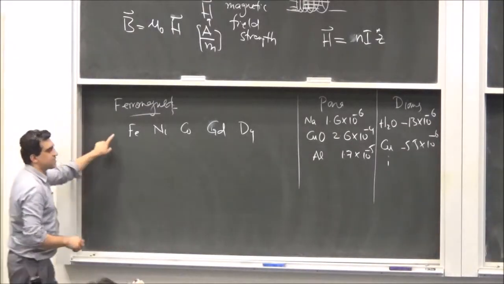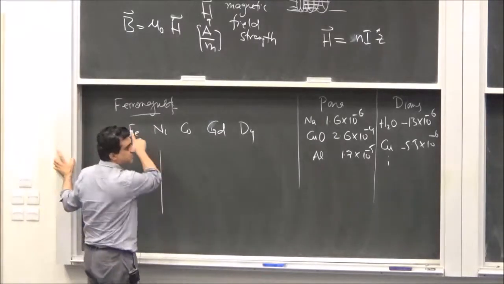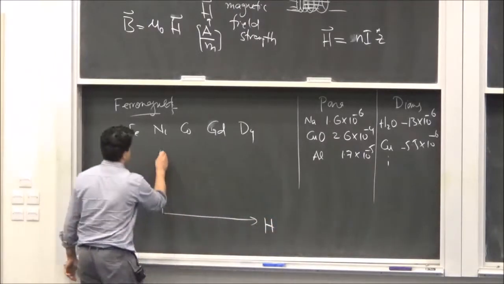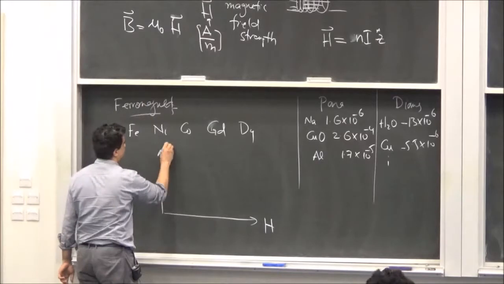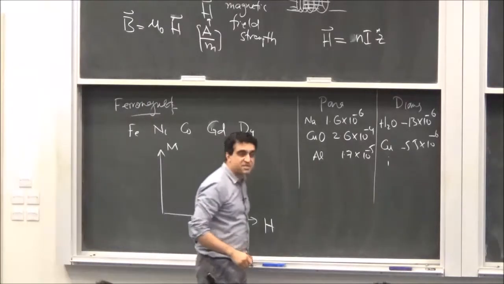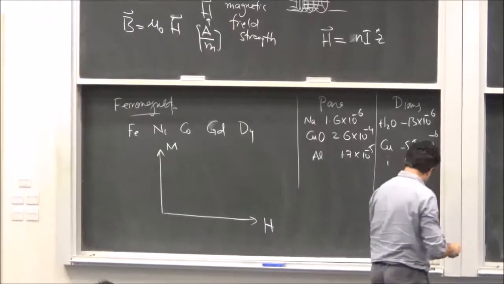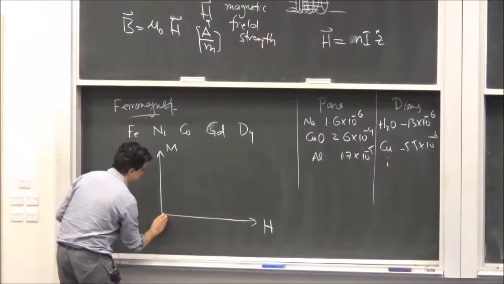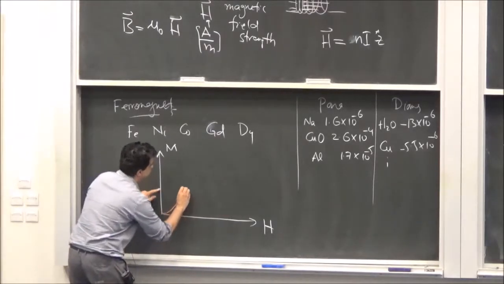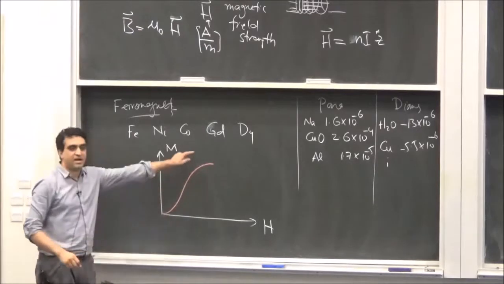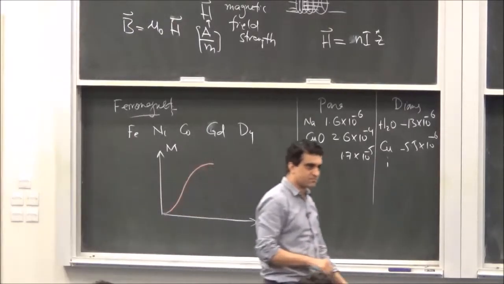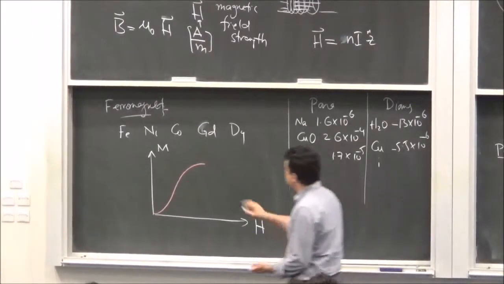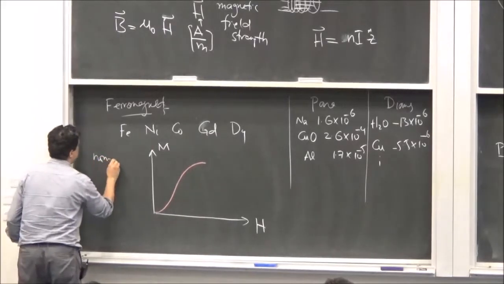So, what are the properties here? What is different between this material and that material? Let's try to find out. If you have H, which is the field which you are externally applying, and you are measuring the magnetization of this material, what you see is something different. If you increase the external field, the magnetization increases non-linearly and then it saturates. That's not a line, it's something else. So that response is called a non-linear response.